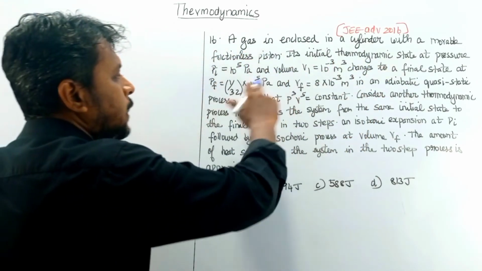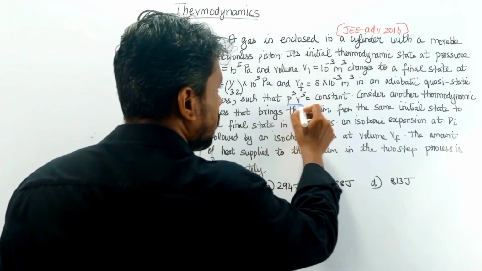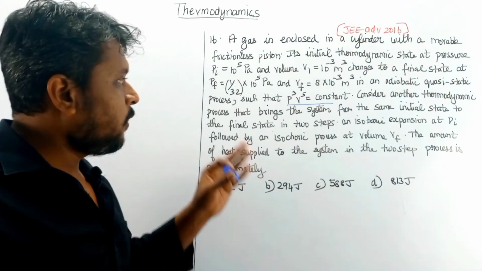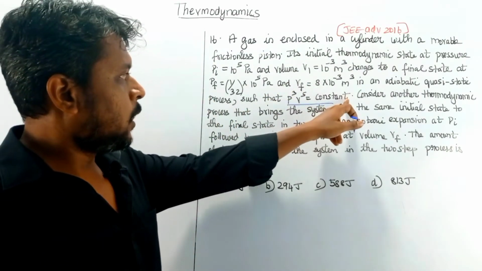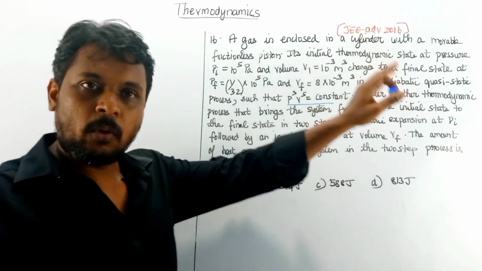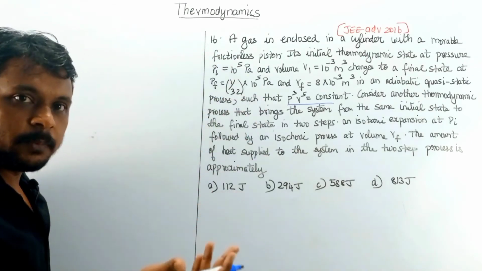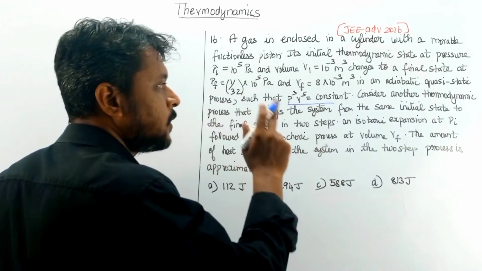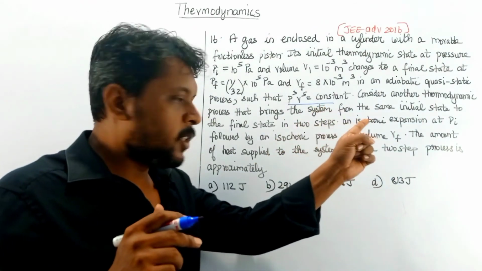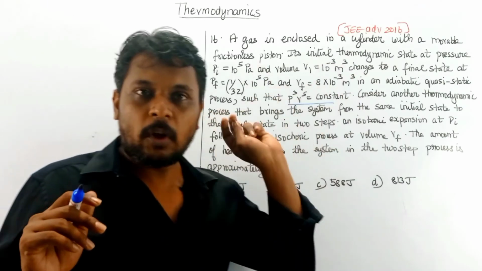This state is reached by an adiabatic quasi-static process such that they have given the relation P cube V power 5 is equal to constant. So from the initial state to the final state has been taken through this adiabatic process. Now consider another thermodynamic process that brings the system from the same initial state to the same final state.